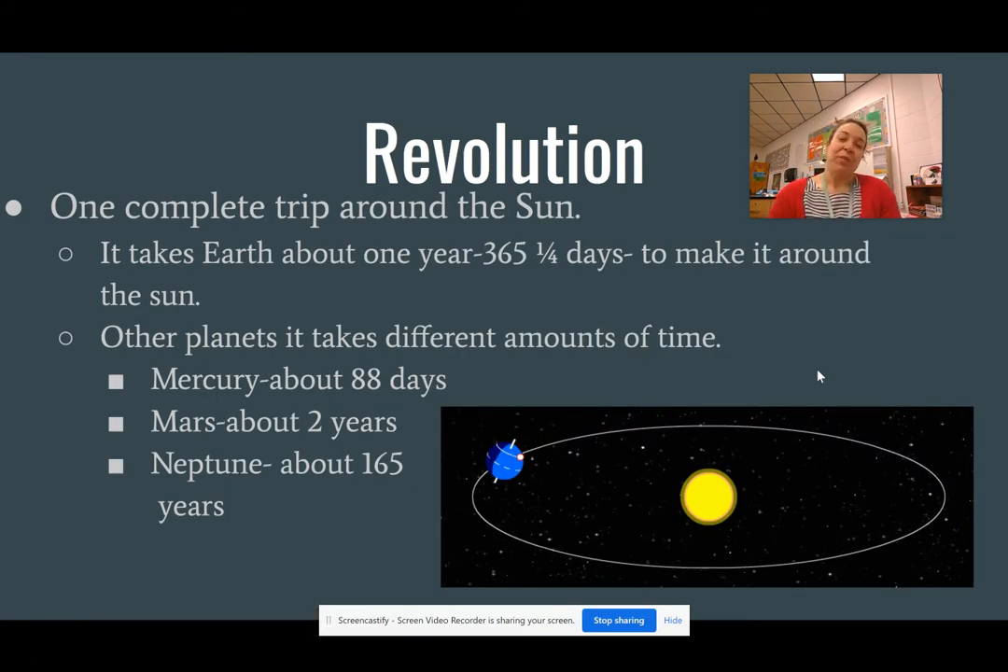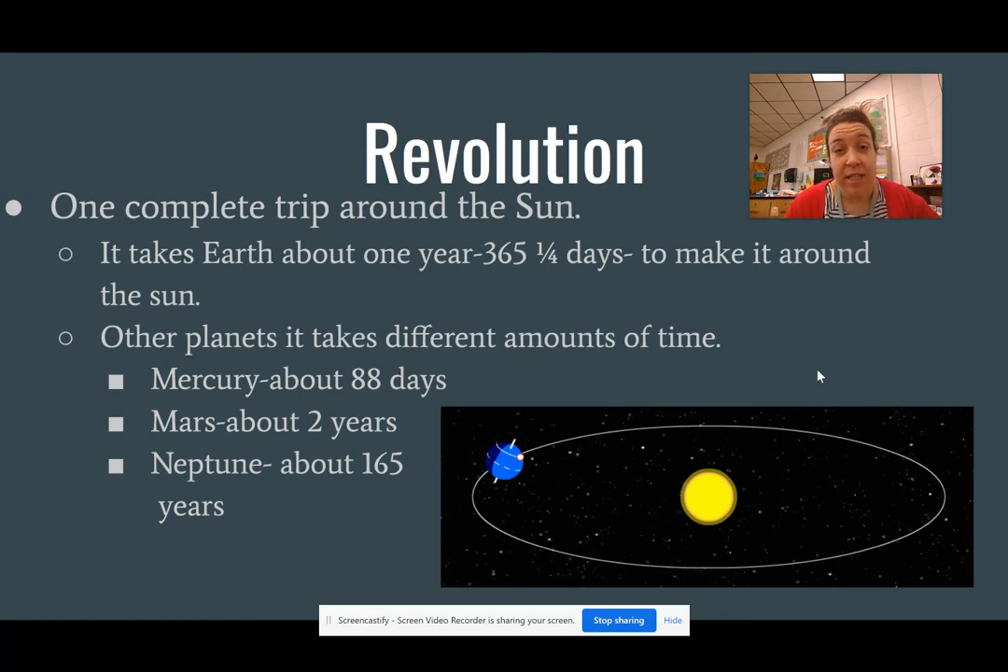The next one we're going to talk about is revolution. Revolution is a little bit different because revolution is a complete trip around the sun. One full trip around the sun for Earth is our year, so it's about 365 days. Now it's a little bit more than that, and that's why we have a leap day every 4 years to make up for it. It's actually 365 and 1/4 days, but we make up for it with that leap day. So thanks, February, for extending your time for us.